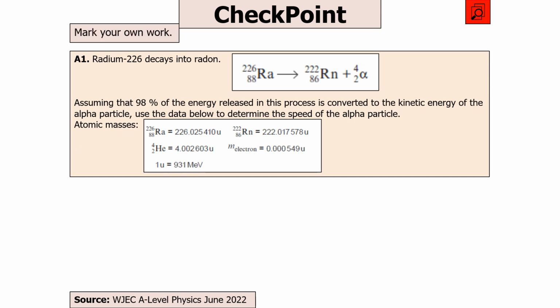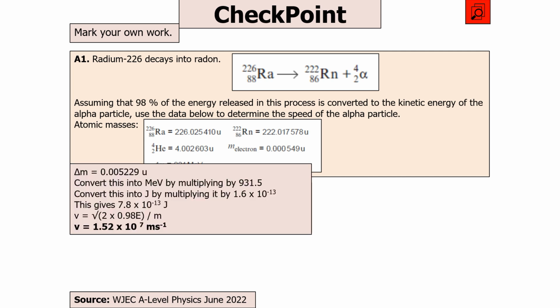Right, in this question, we can work out the change in mass by taking the mass before and the two masses afterwards and finding the difference. So we find it to be 0.005229 U. We convert this into mega electron volts by using a bit of a cheat, multiplying by 931.5. We can then convert this into joules by multiplying by 1.6 times 10 to the minus 13, because it's mega electron volts. So it's 7.8 times 10 to the minus 13 joules.